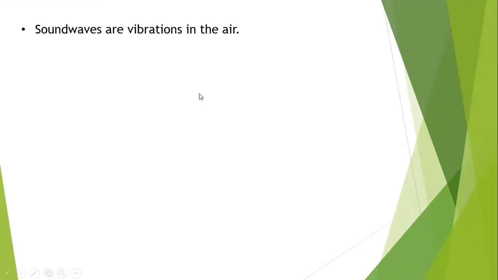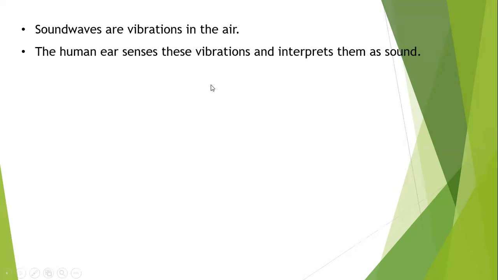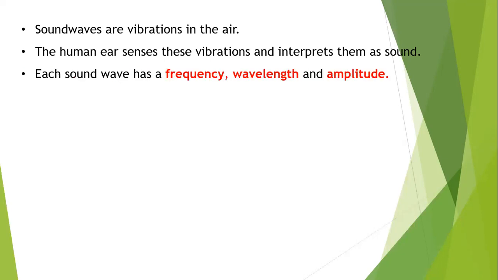Okay, so sound waves are vibrations in the air. These are some basic descriptions. The human ear senses these vibrations and interprets them as sound. Each sound wave has a frequency, wavelength, and amplitude. These are some characteristics I will discuss in the next slide, what they are.